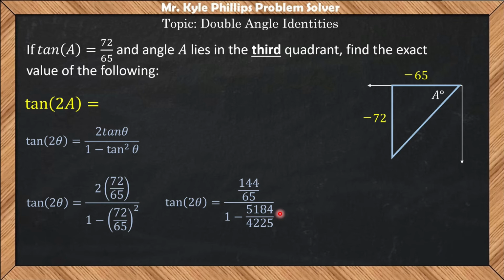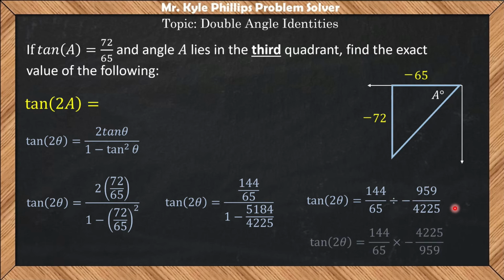Now, what I'm going to do is I'm going to write this division problem here. I'm going to write it out old school. So we have 144 over 65 divided by, now what I did was I said 1 minus this fraction here, and then that gave me the 959 all over 4,225. So the reason I like to write this old school is because it's really clear to see it now how you can keep the first, change this to multiply, and then flip the second fraction. So I'll go ahead and do that here.